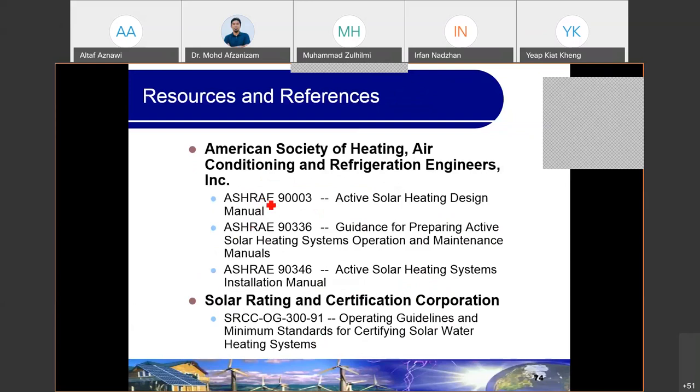And this is the standard that has been used for the work related to solar thermal collector technology, ASHRAE 80,000, solar heating design. So this is the standard we use to design, and it can be used for your design. It is the operating guideline and minimum standard for certifying solar water heating systems. This is the guideline you need to meet, especially when you install the system in the industry or your organization, to ensure that you follow all the standards, especially related to the safety factor.